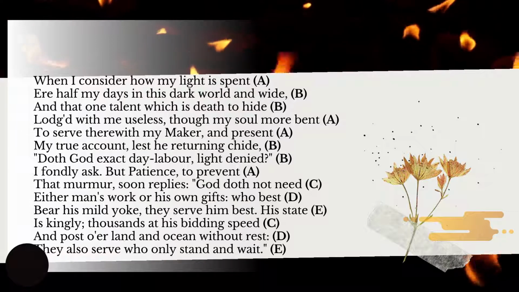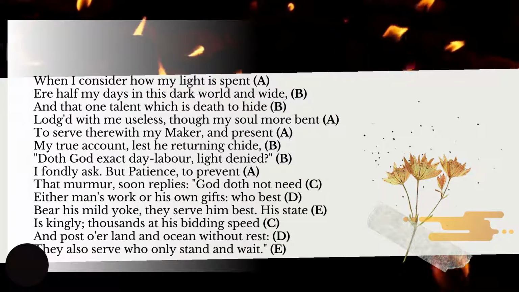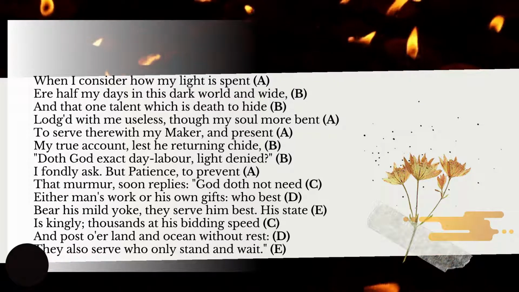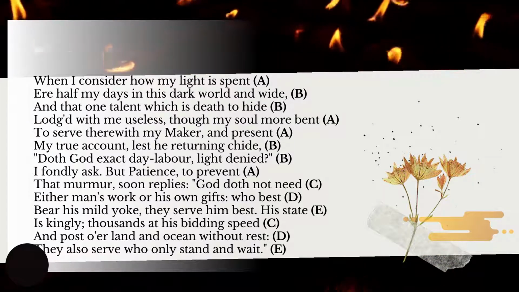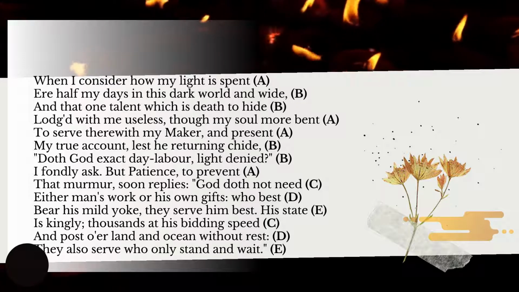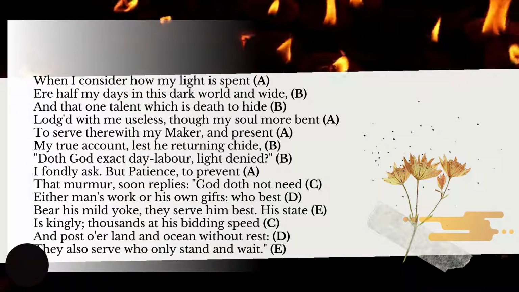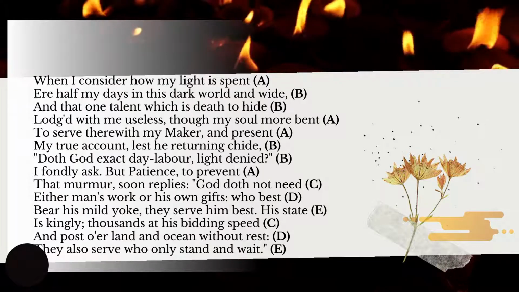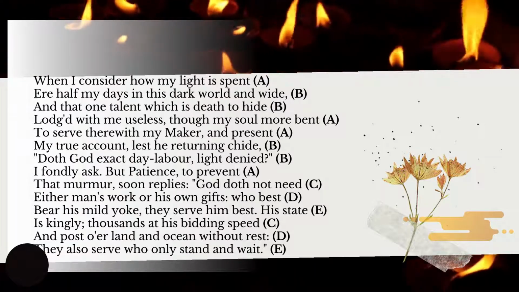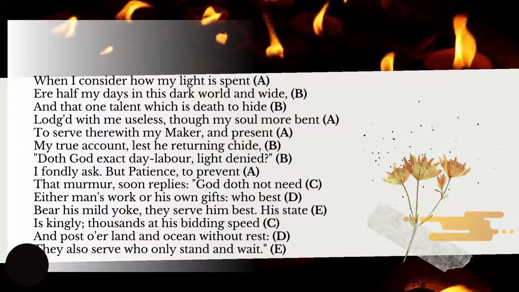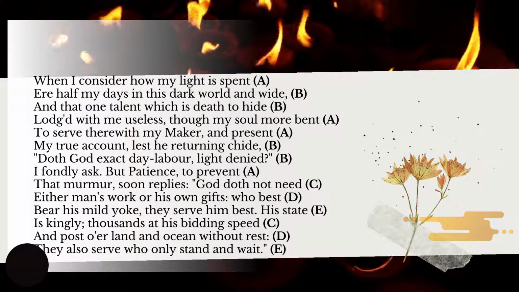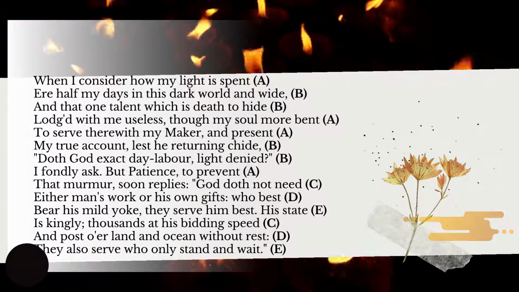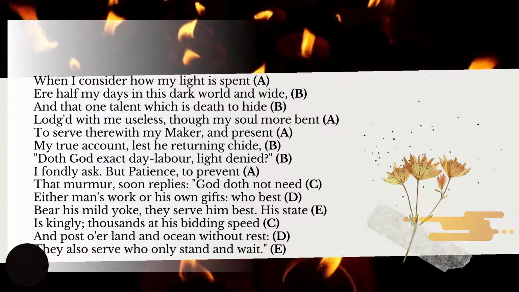You take a look at the last word on each line because that will be the basis for the rhyme scheme. Let's check. We have spent, wide, hide, bent. A, B, B, A. A is the same with the fourth line here, bent. Spent, bent, A, A. Wide and hide is B, B. A, B, B, A.